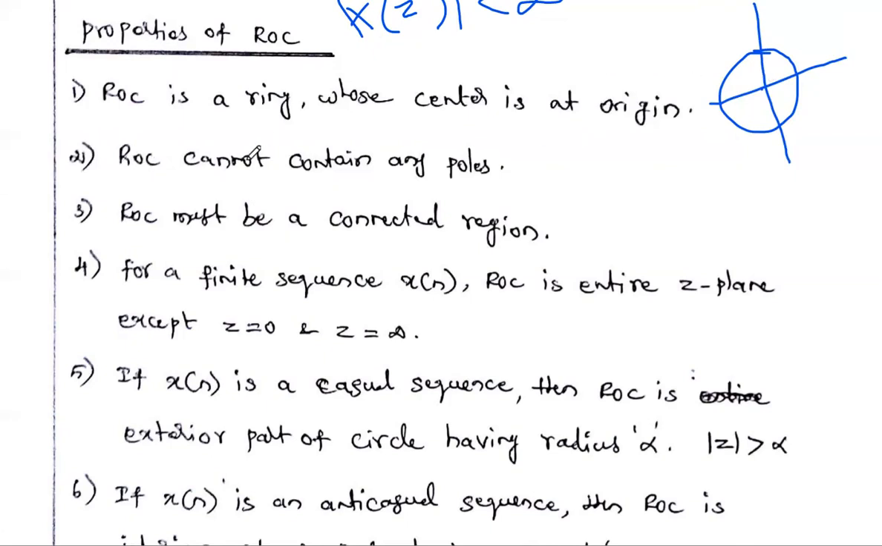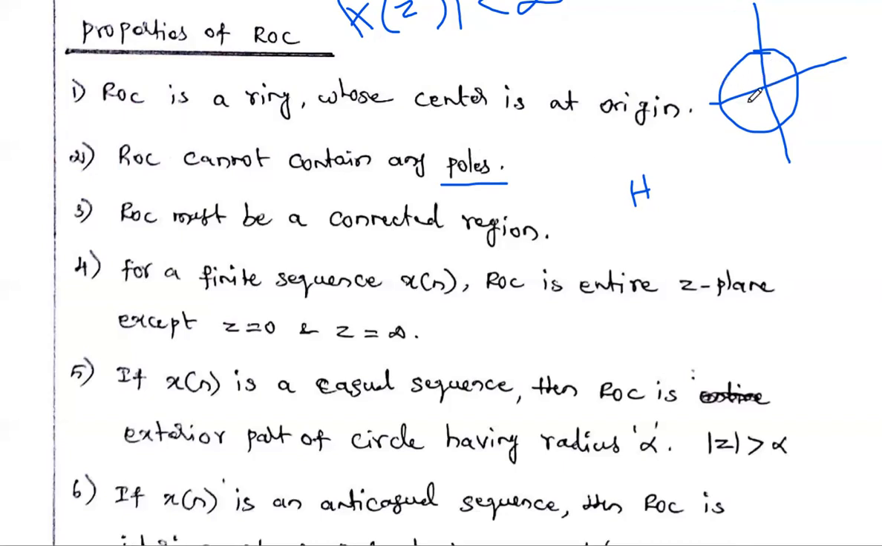Then, the ROC cannot contain any poles. So you know what a pole is; in the third unit we discussed it. In a system, the transfer function equation, h of s in a continuous time system, may be a numerator polynomial divided by a denominator polynomial. The roots of the denominator polynomial we call poles. So the ROC region cannot contain any pole.